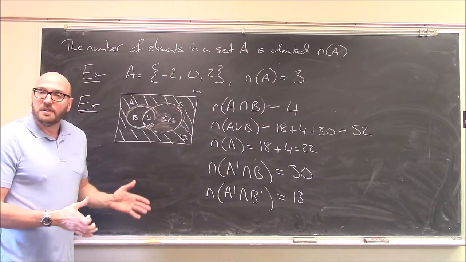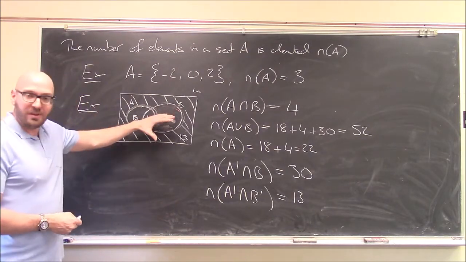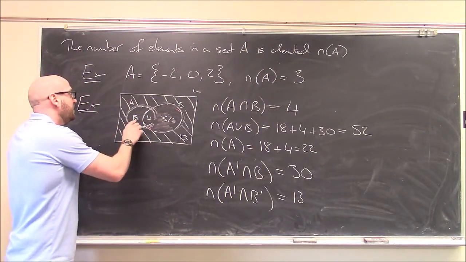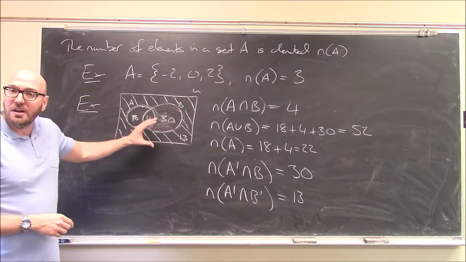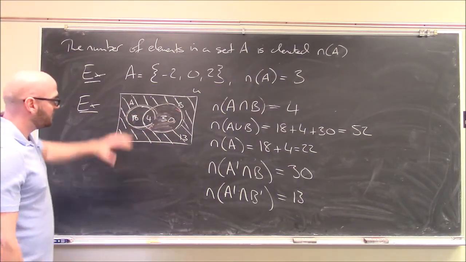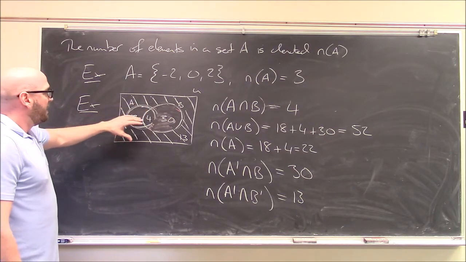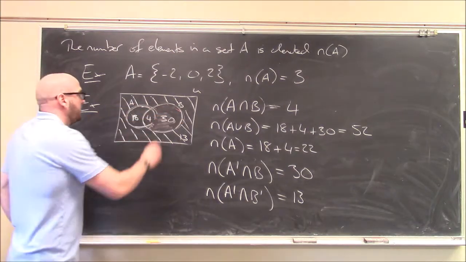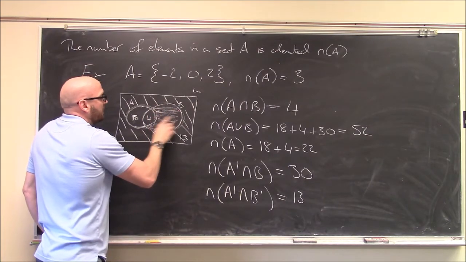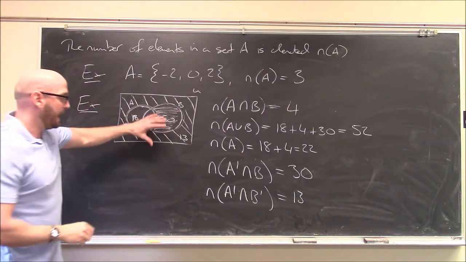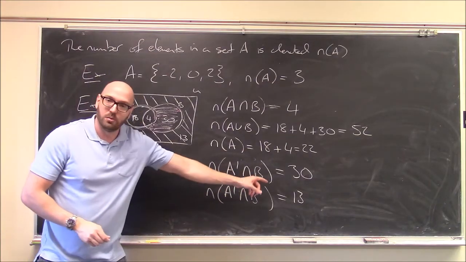So this is what you'll often see on Venn diagrams. You won't see the elements in each set, but you will see numbers that tell you how many elements are in each region. And it's important that you can read off what each region corresponds to, right? For example, it's important that you be able to read off that this region here, corresponding to this number 30, is in fact the complement of A intersect with B.